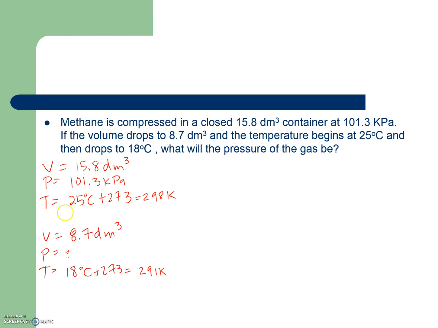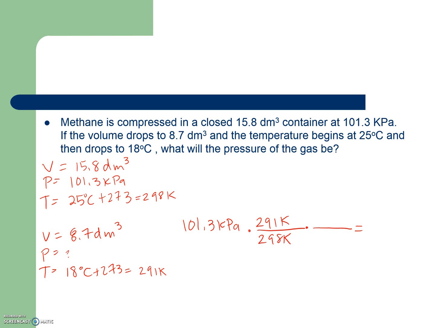Pressure is what I'm looking for, so I'm going to start with that 101.3 kPa. Two steps, 1, 2. The first one I'm going to address is temperature, because it's direct. My temperature is going down. If my temperature goes down, my pressure goes down. Smaller number on top: 291 K over 298 K.